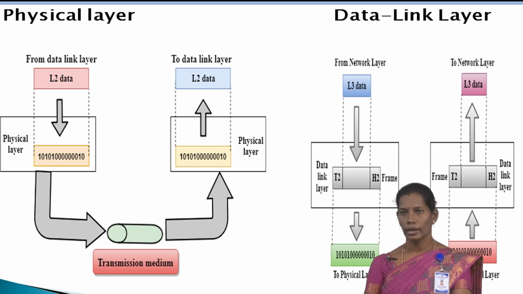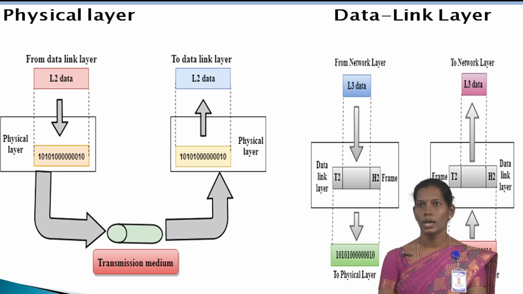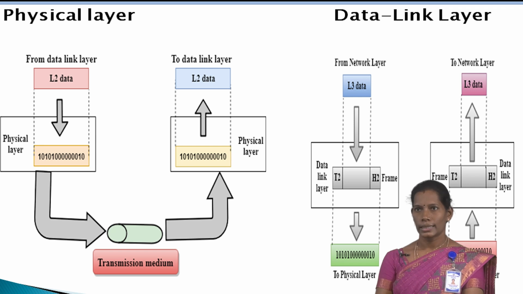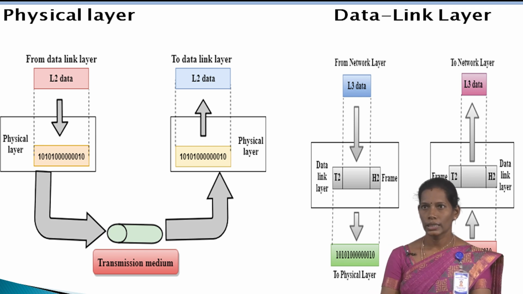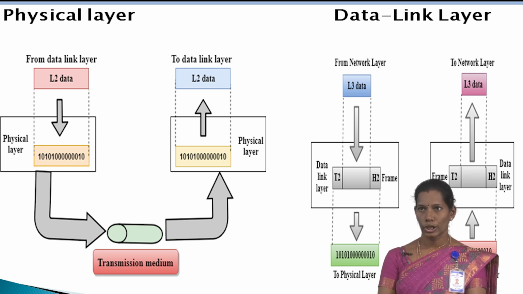Functions of the data link layer. Framing. The data link layer translates the physical raw bit stream into packets known as frames.